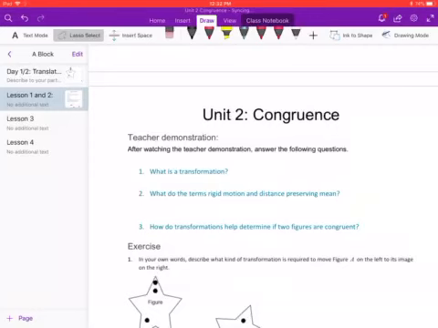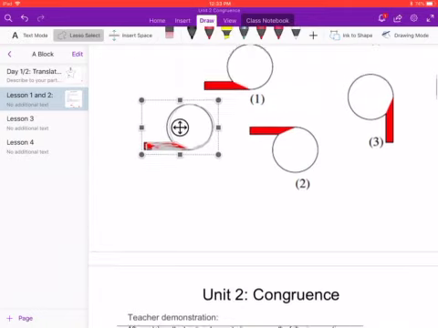Okay, so after that demonstration, we want to answer some questions. And some of those questions were directly answered in the demonstration, either in class or on video, and some weren't. So I want to go over them again. First is, what is a transformation?